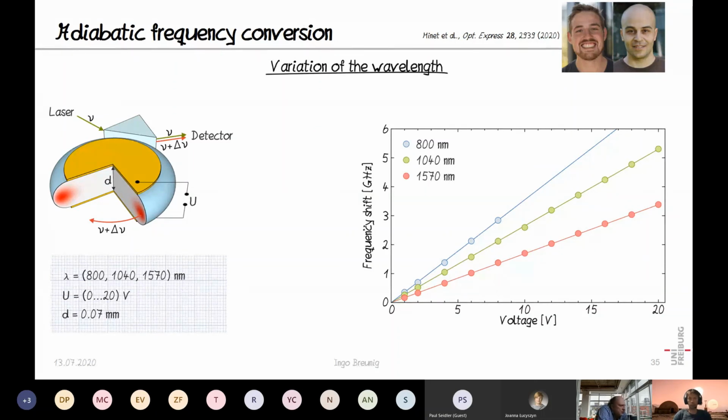Okay, so we have a question from Xuan Go. What is the reason for calling it adiabatic frequency conversion? What is the reason for using the word adiabatic in the name of frequency conversion?